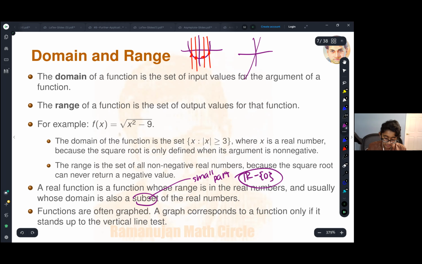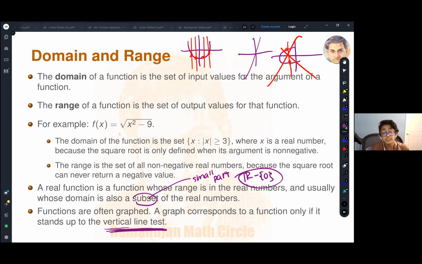Okay. But if we had something like this, for example, this would have a problem because if we draw a line through, then it cuts at 2 places. And that's not okay. So then this is not a function. So that's how we determine whether a relation is a function or not, through a vertical line test. If it's not a function, then we call it a relation, like I just stated.